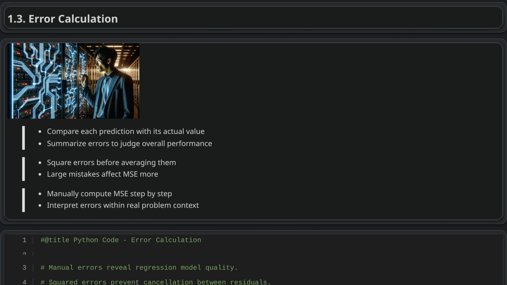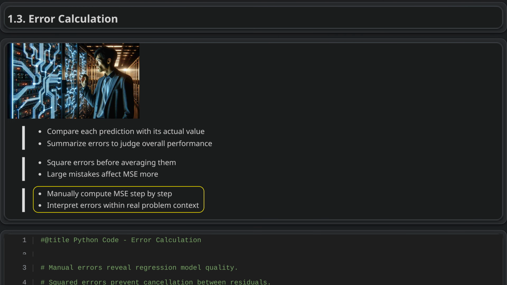Error calculation. In regression, error is measured by comparing each prediction with the actual value and finding the difference called the residual. A model is evaluated by looking at the pattern of these residuals across many observations, not just a single case. Summarizing these differences shows how well the model performs overall. Mean squared error is found by squaring each prediction error and then averaging the results. Squaring prevents positive and negative errors from canceling out, and it gives larger mistakes more weight. The final average shows both how often the model is wrong and how serious those errors are.